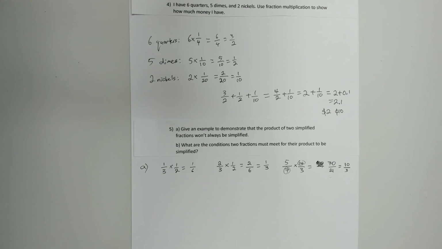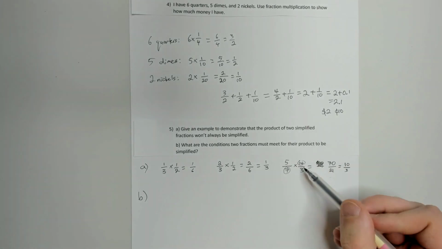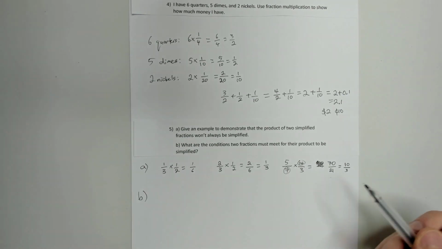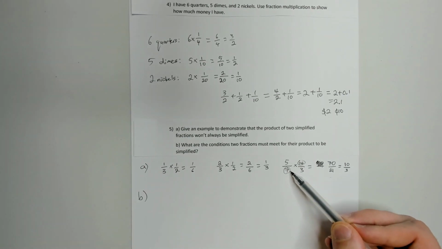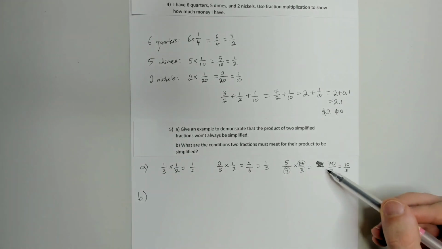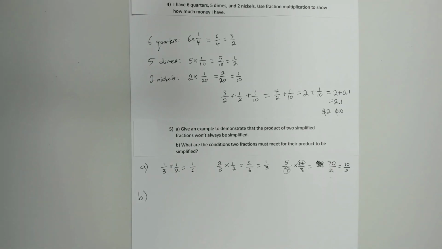All right, and now let's go on to part B, which says, what are the conditions two fractions must meet for their product to be simplified? So this is kind of like what we were just talking about. The reason this didn't give us something simplified is, even though these were simplified, if we look at going across like this, this numerator and this denominator aren't coprime to each other, right? They carry a common factor with each other. And because of that, when we combine everything, all those factors get combined into one numerator and one denominator, so that means it's not going to be coprime anymore.